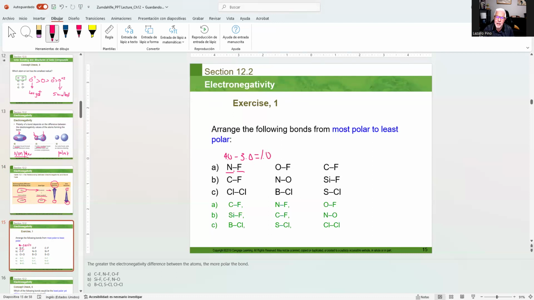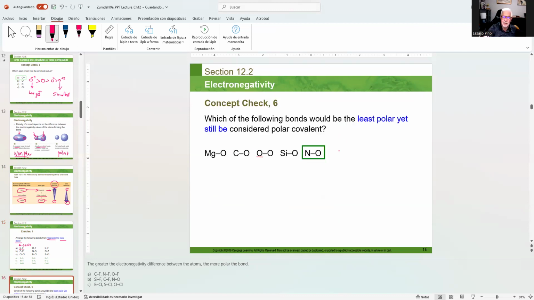Then, the same way, you find out the difference of electronegativity in each of the bonds, and then you will go from the most polar, when the difference is higher, to the least polar, that is when the difference of electronegativity is 0 or close to 0. This is the way you can answer this question.